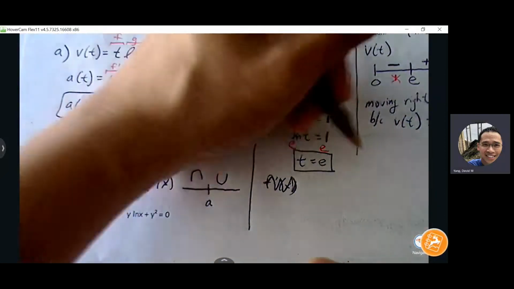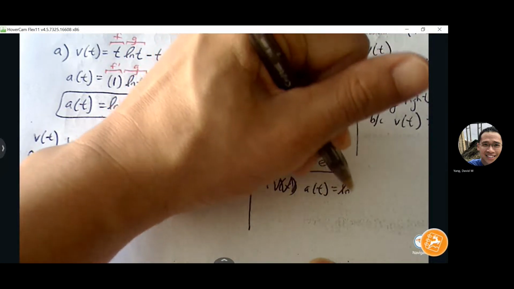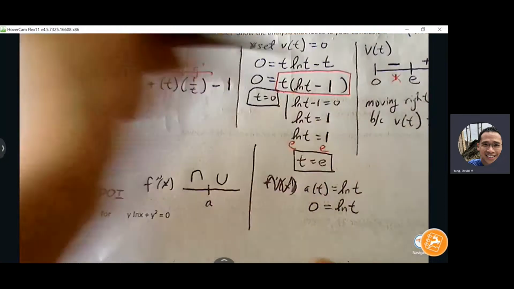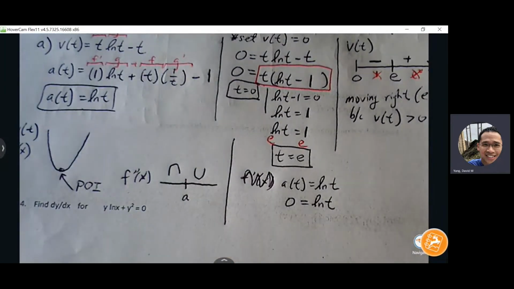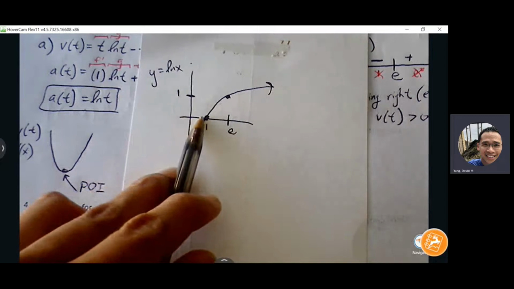So a of t equals natural log of t. Replace a of t with 0 because I want to look for critical points. 0 equals natural log of t. For what value of t is natural log equal to 0? 1, right? Natural log of 1 is 0.